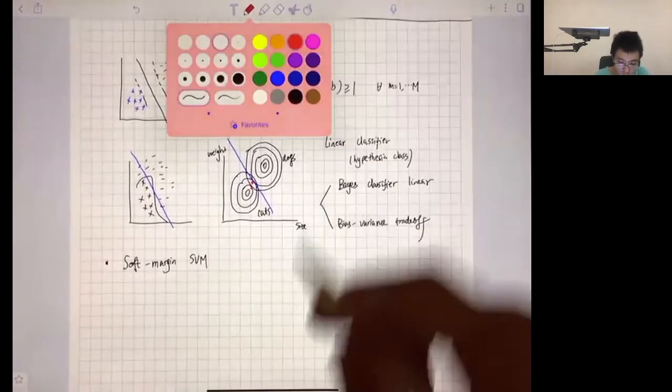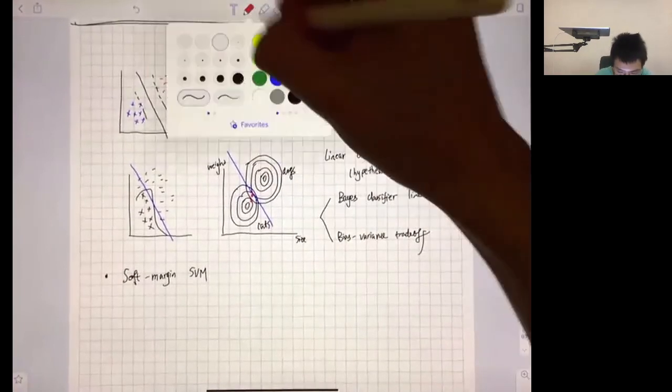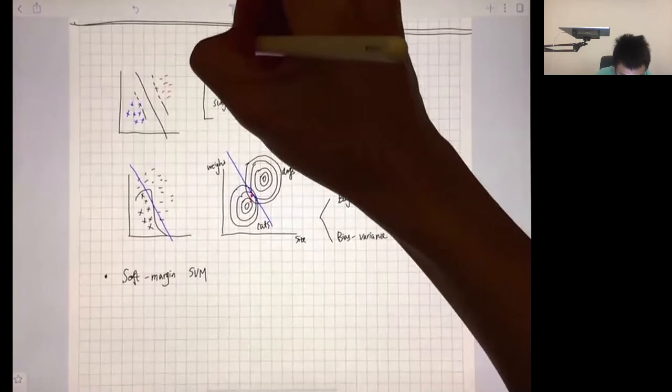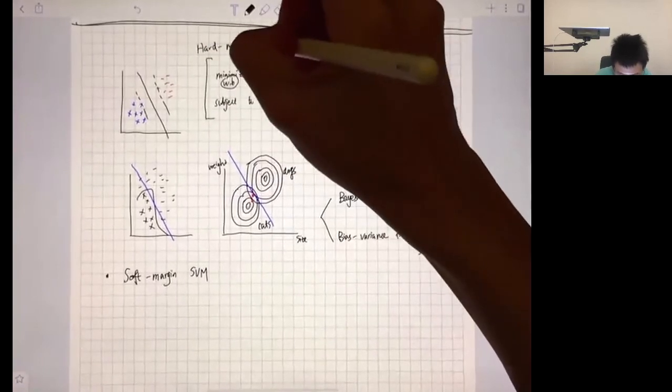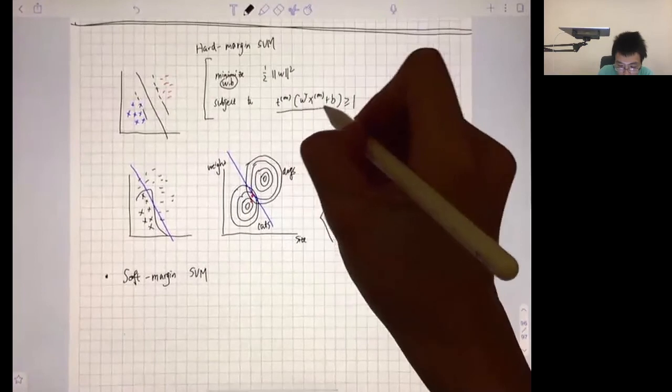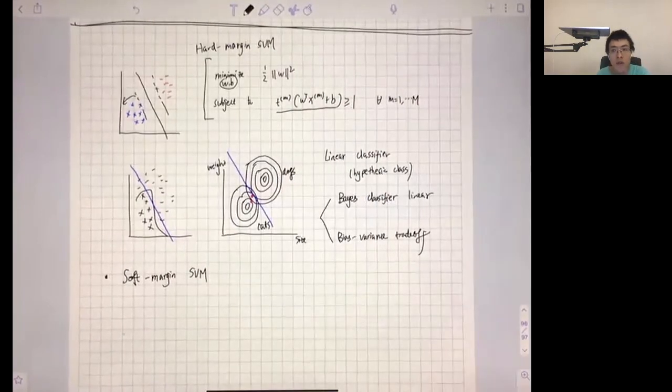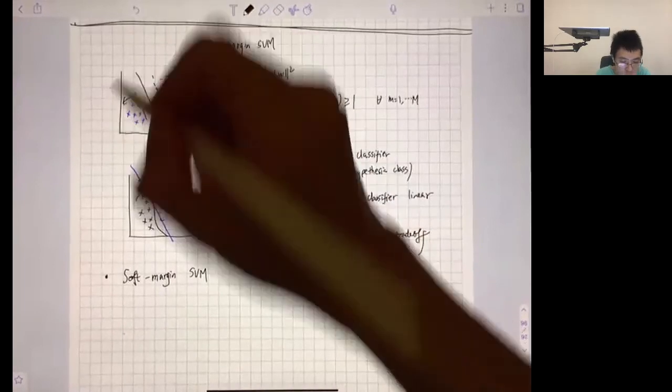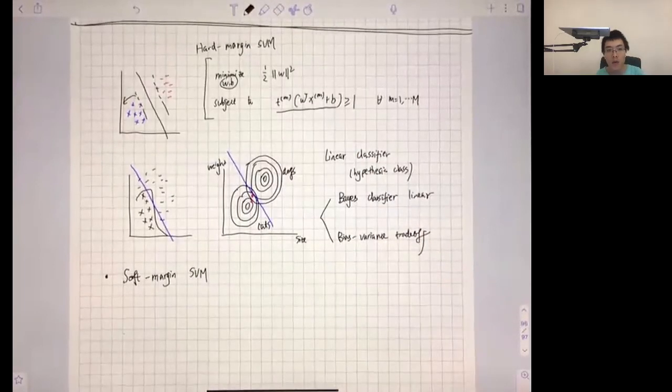Here you can think of the hard margin SVM, or hard SVM, as saying your data samples must be strictly off the margin or on the margin. It cannot intrude the margin. If it intrudes the margin, then you must adjust your margin to make it off the margin and also on the correct side. But sometimes this is not doable. So the soft margin idea is that maybe a few samples can intrude the margin, and if you intrude the margin, I will give you a soft penalty.